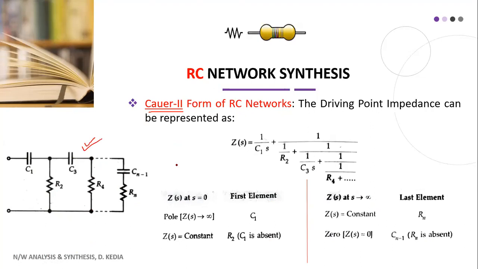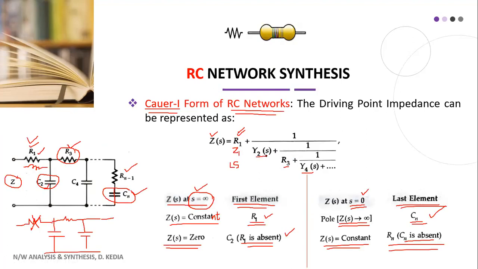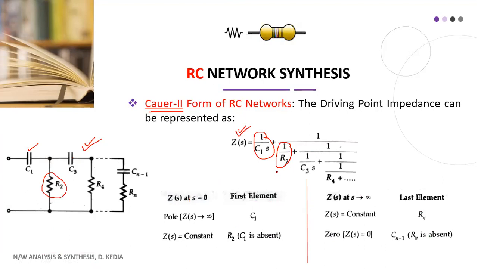The continued fraction representation is similar to what we explained in the previous slide. We have Z1 equal to 1 by C1s, plus the parallel arm, 1 by 1 by R2, because here we had admittance. In the previous slide we had admittance here, and the admittance for R is 1 by R. That's why it is here, and you continue like this. So this is the driving point impedance representation.